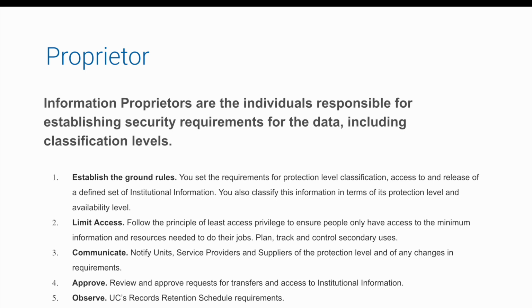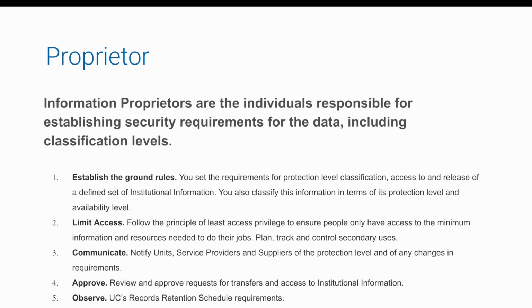Secondly, make sure you are limiting access. Follow the principles of least access privilege to ensure people only have access to the minimum information and resources needed to do their jobs. Plan, track, and control secondary uses. Third, make sure you are communicating when needed. Notify units, service providers, and suppliers of the protection level and any changes in requirements.